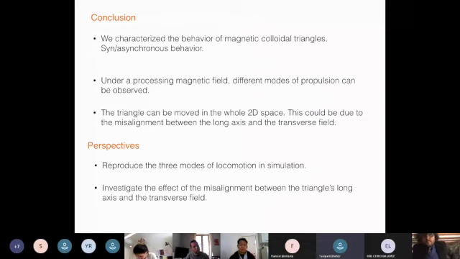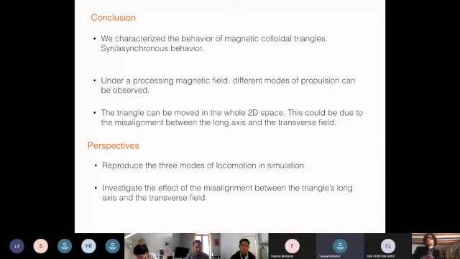So to conclude on this first part, we have characterized the behavior of the magnetic triangles. We've seen that they show synchronous and asynchronous behavior. We've seen that under a precessing field, you can have 3 different modes of propulsion, and that you can move the triangles in 2D, and that this could be due to a misalignment between the magnetic permanent moment of the triangle and its long axis.